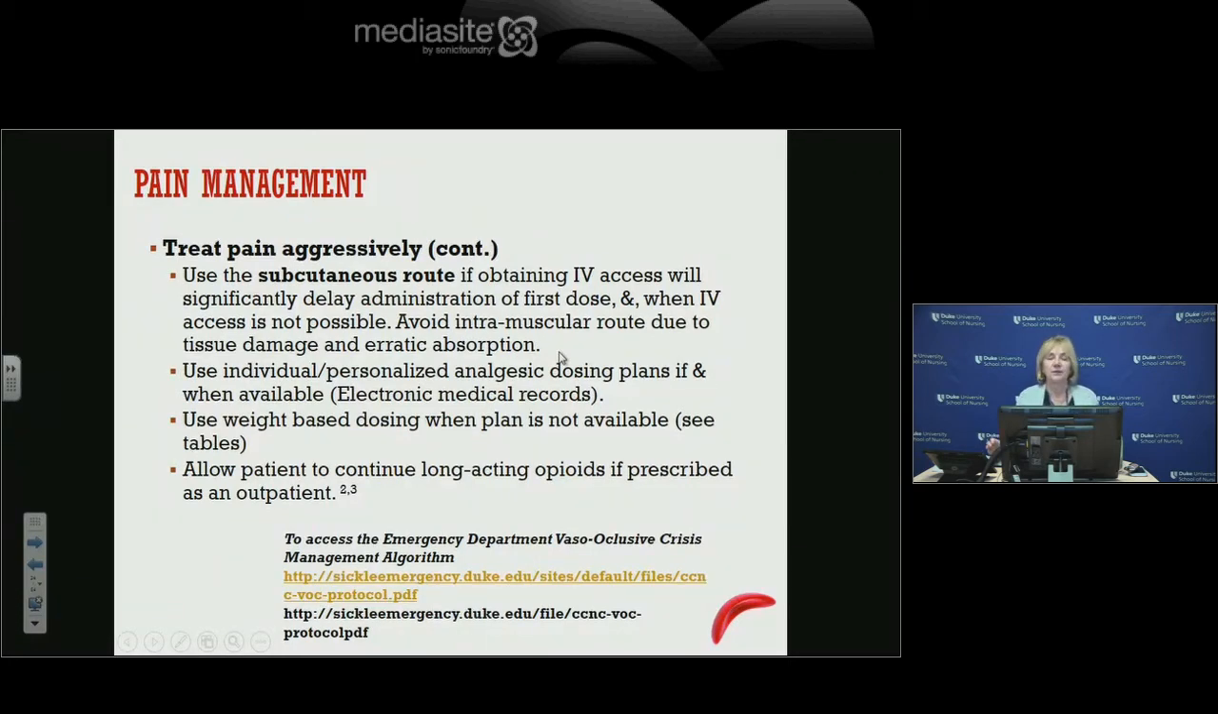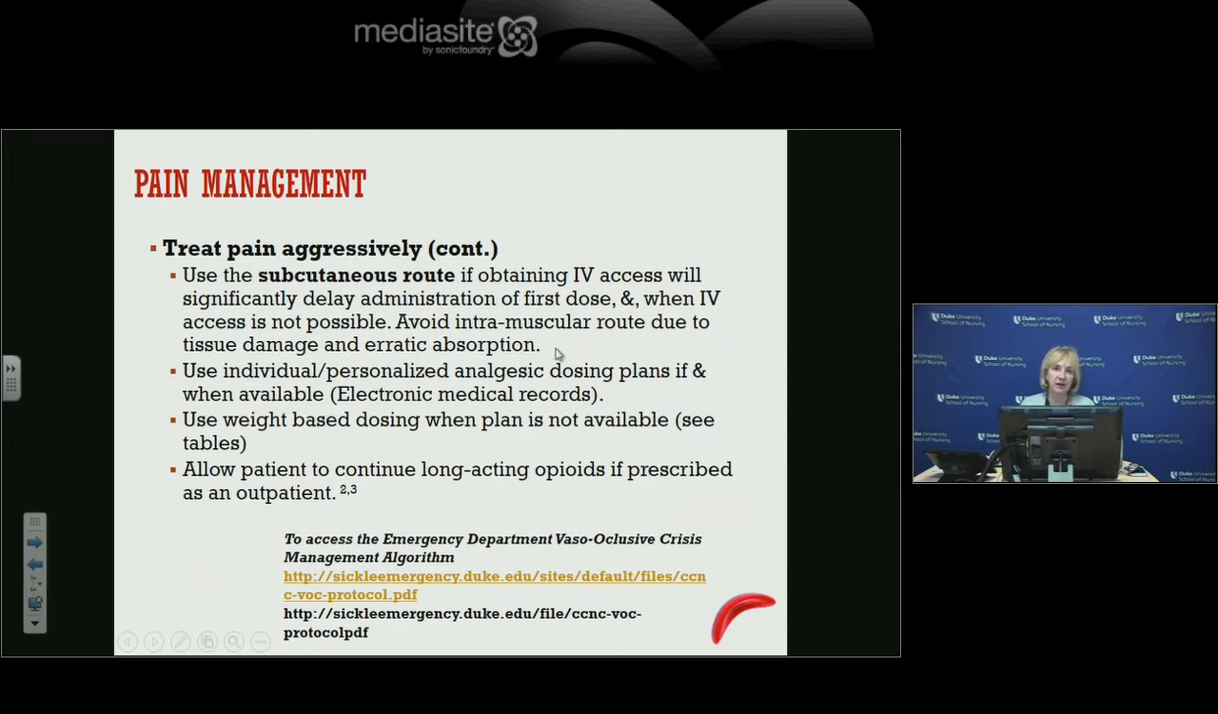Not all emergency departments use subcutaneous route, and so we may not be used to it. It's used a lot in cancer, and it's pretty much the same. So the dosing is the same. And so you can give a sub-Q dose while you're waiting to start your IV.